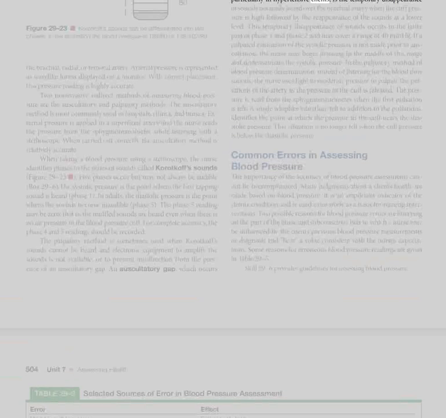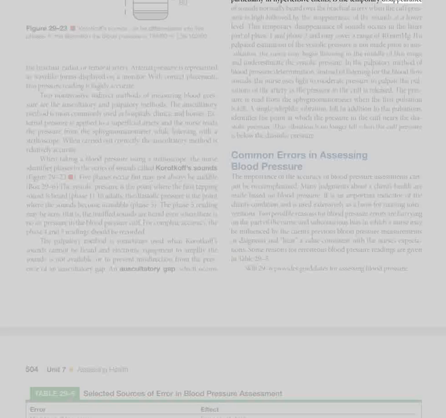Particularly in hypertensive clients, the auscultatory gap is the temporary disappearance of sounds normally heard over the brachial artery when the cuff pressure is high, followed by the reappearance of the sounds at a lower level. This temporary disappearance of sounds occurs in the latter part of Phase 1 and Phase 2 and may cover a range of 40 mmHg. If a palpated estimation of the systolic pressure is not made prior to auscultation, the nurse may begin listening in the middle of this range and underestimate the systolic pressure.